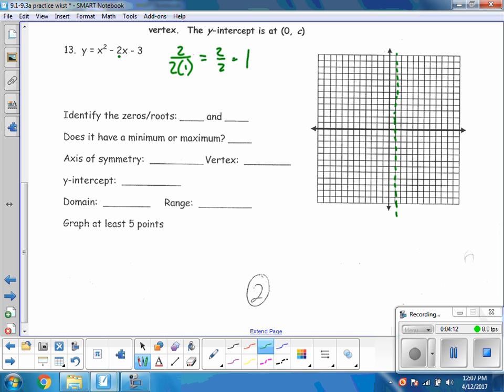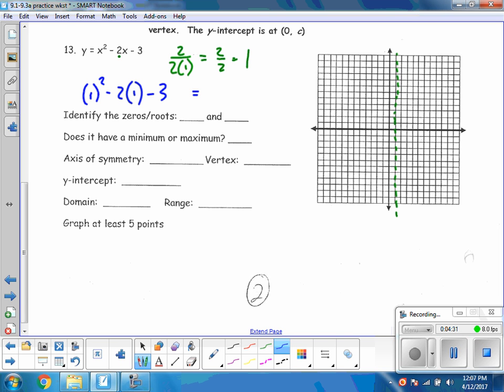And when I graphed this earlier, I had to pay attention that this isn't 10 squares right here. There's more than 10, so I have to pay attention to that. So I'm going to plug in 1 just so that I can get my vertex.